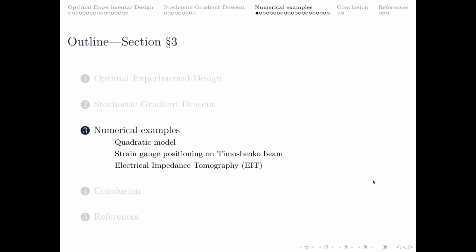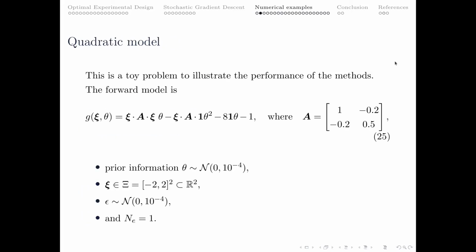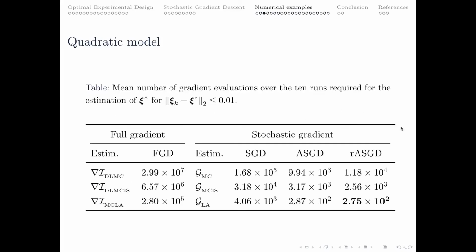Now let's discuss some numerical examples where we apply the gradient estimators and expected information gain estimators presented so far. Okay, the first example that I will present you is an optimal experimental design with a quadratic model, where we will be using a Gaussian distribution for the priors. We are trying to find psi between -2 and 2. We have a variance for the additive noise of 10 to the -4 and just 1 repetitive experiment. As a stop criterion, we will be using the distance between the point that we are at and the optimum, and we used as a tolerance 10 to the -2.